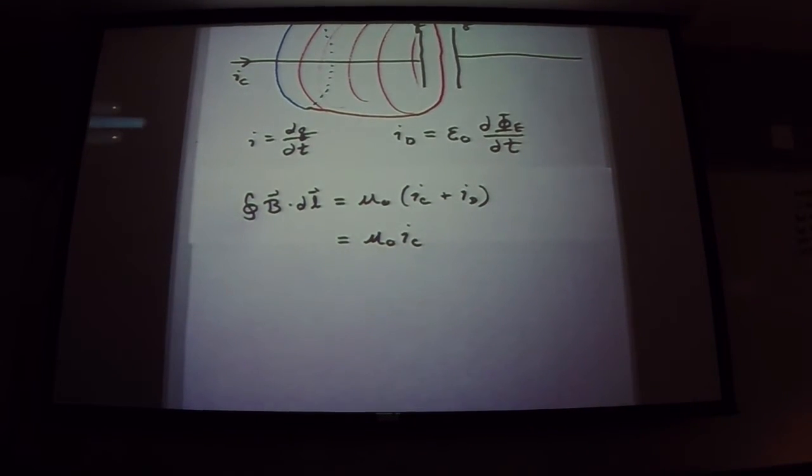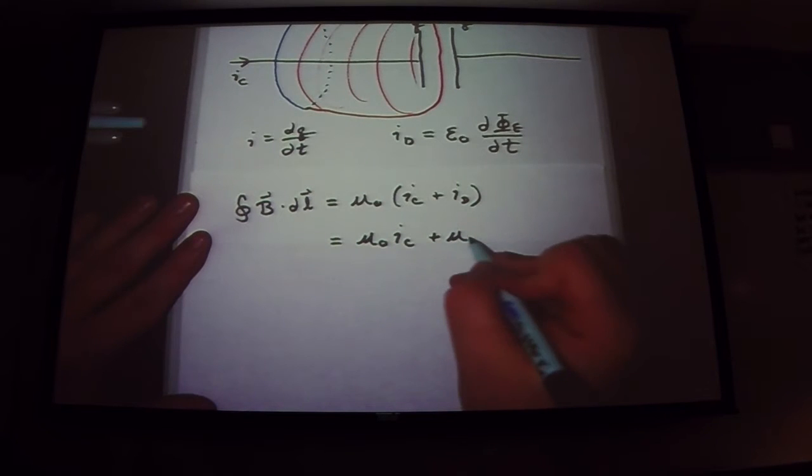And don't panic about conduction current. Conduction current is the current that we've been talking about all along, moving charges. That's conduction current, conducting electricity. That's why we call it conducting current. Displacement current, we're not conducting electricity, because there's no actual electricity moving where there's displacement current. It's changing electric flux.